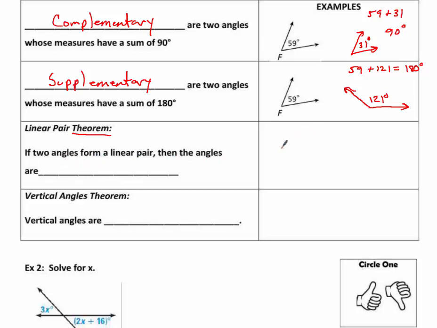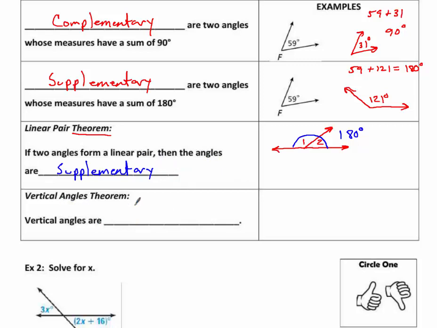Now let's look at what the picture looks like. So let's say we have two angles and they form a linear pair. So it's going to look like this. So we have angle 1 and angle 2. Then the angles are... Out of the two words we just learned, hopefully you can see that the word is supplementary. And this is the linear pair theorem. It says that angle 1 and angle 2 have to add up to 180 degrees. If they form a linear pair, they have to be supplementary.